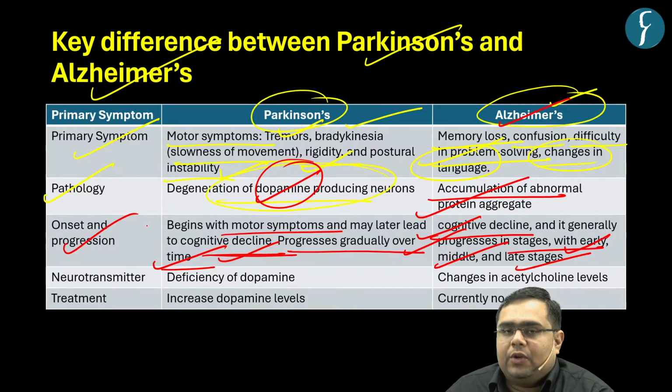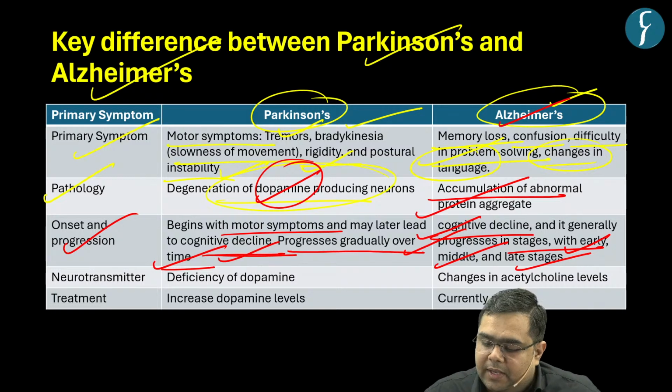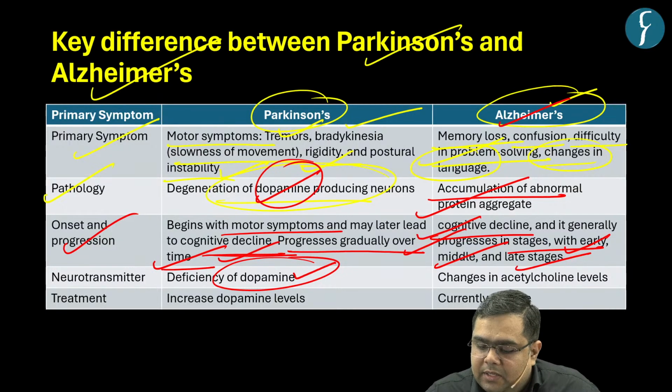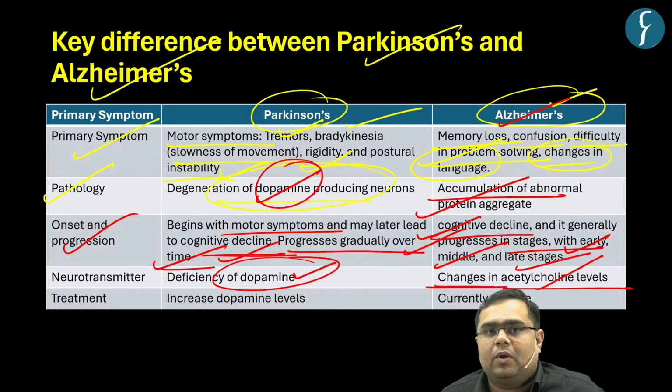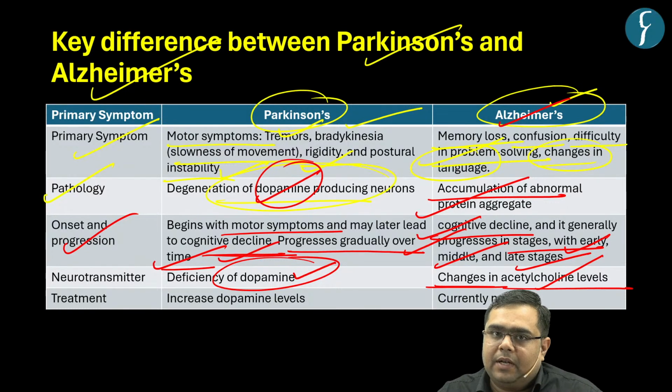What is the difference between the neurotransmitters? Over here, in Parkinson's it is deficiency of dopamine, and the issue with Alzheimer's is that it happens because of a change in acetylcholine levels. This neurotransmitter by the name of acetylcholine is responsible for our memory retention, our sharpness of brain, and so on and so forth. When this neurotransmitter declines, this ultimately leads to Alzheimer's, where the person immediately forgets and is not able to construct words, and so on and so forth, right?